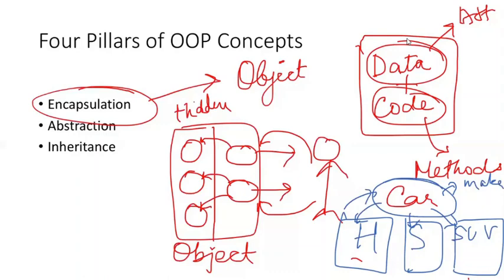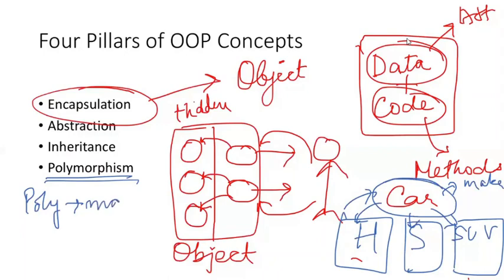And the last but not the least concept is polymorphism. So what is this polymorphism? The word poly means many, and morph means form. So polymorphism means many forms.